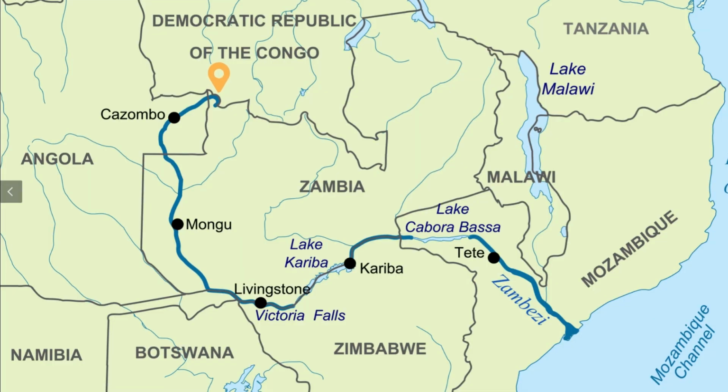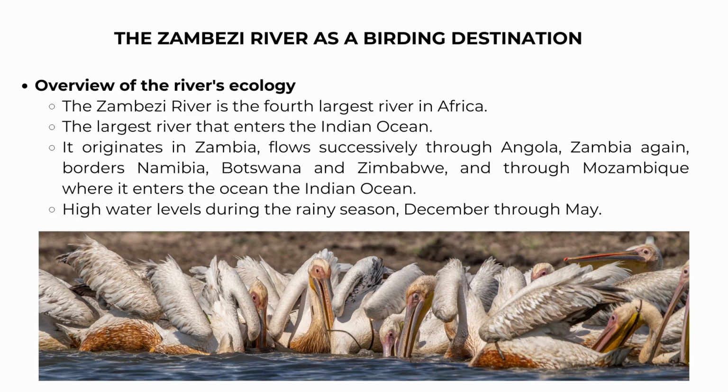It originates in Zambia, right at the top, flows through Angola, comes back into Zambia again, and then forms the border between Namibia, Botswana, and Zimbabwe before it runs into Mozambique, where it flows into the Indian Ocean. So the seasons, October, November, we're probably looking at the lowest. And then it starts picking up from December onwards, and it probably reaches its peak in May with many meters of water that goes through those few months.